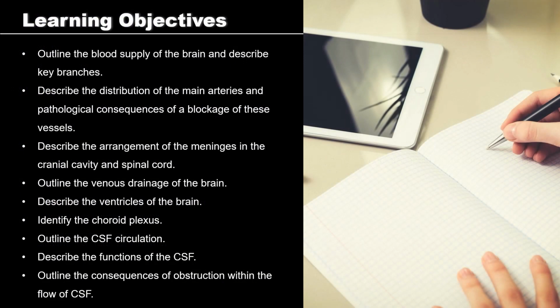And that completes the tour of the blood and the CSF circulation within the CNS. We have outlined the blood supply of the brain and described the key branches, and described the distribution of the main arteries and pathological consequences of an occlusion. We've described the arrangement of the meninges in the cranial cavity and the spinal cord, and outlined the venous drainage of the brain. We've also had a look at the ventricles of the brain, including the choroid plexus, and outlined the CSF circulation. We've been able to describe the functions of the CSF and outline the consequences of obstruction within the flow.